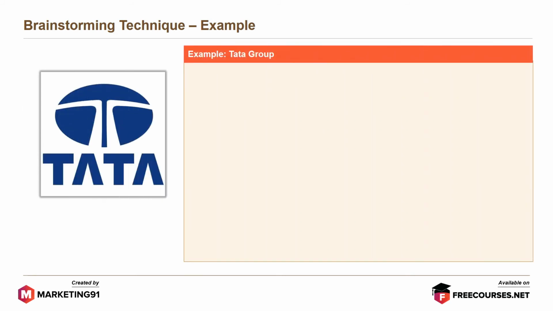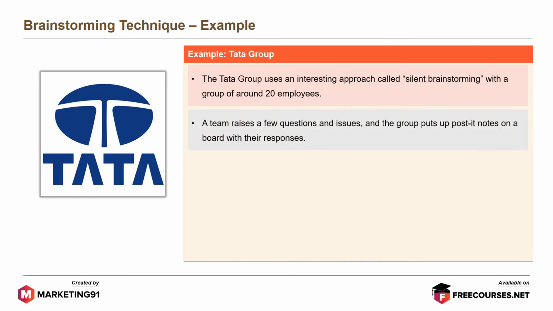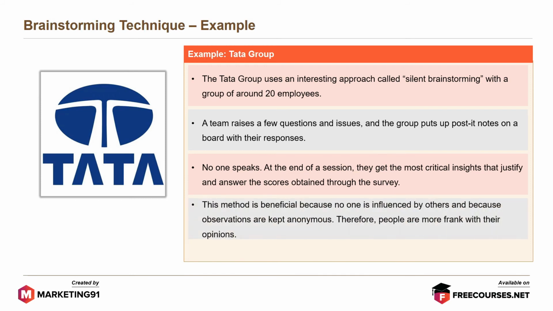Let us also see how Tata Group follows the approach of brainstorming. The Tata Group uses an interesting approach called silent brainstorming with a group of around 20 employees. A team raises a few questions and issues, and the group puts up post-it notes on a board with their responses. No one speaks. At the end of a session, they get the most critical insights that justify and answer the scores obtained through the survey. This method is beneficial because no one is influenced by others and because observations are kept anonymous. Therefore, people are more frank with their opinions.